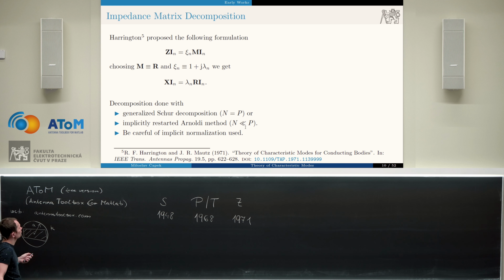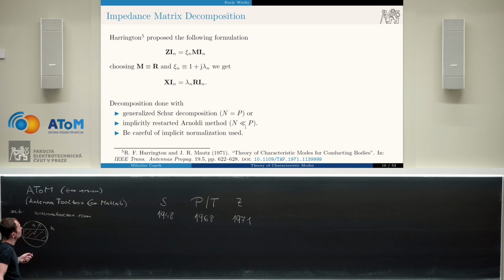And only as a footnote here, please be careful with what implicit normalization is used for your algebraic formulation. And notice that this may not be consistent even for one of these problems. So for example, in Matlab, if you decide to utilize generalized Schur decomposition, still there could be 2 different possibilities of how the eigenvectors are normalized. So please consult the documentation and read carefully what normalization is used. It could be useful for what we will do in the following.